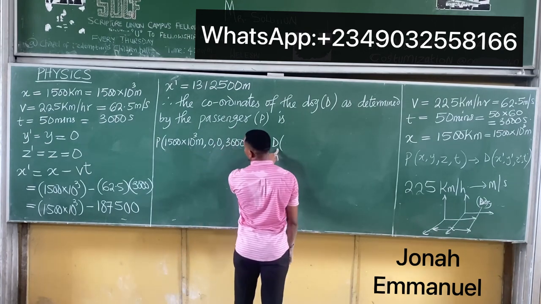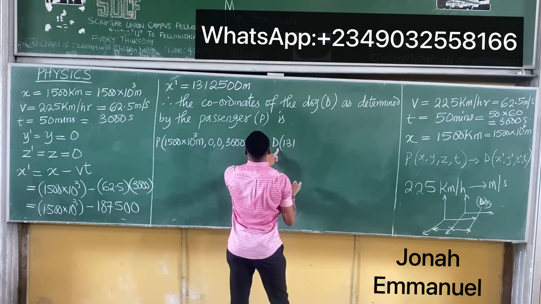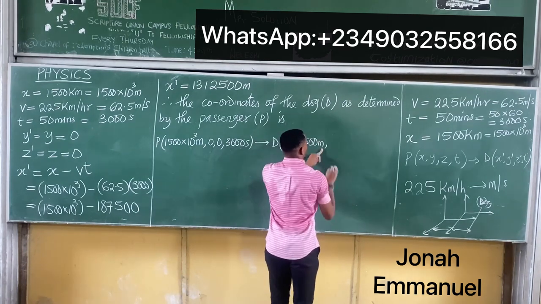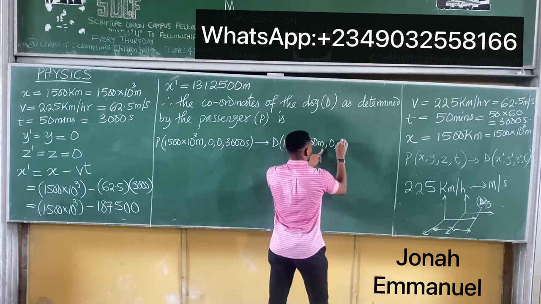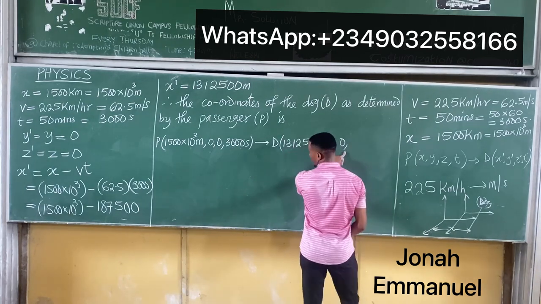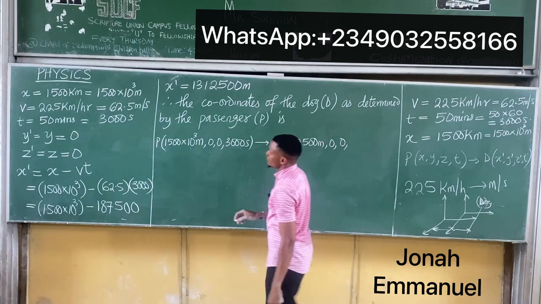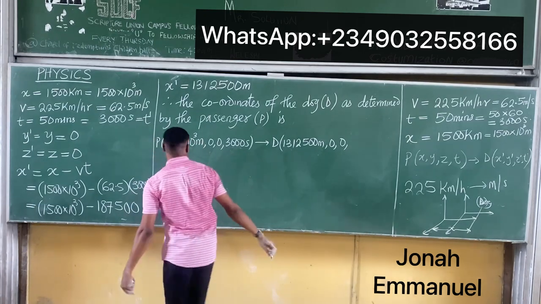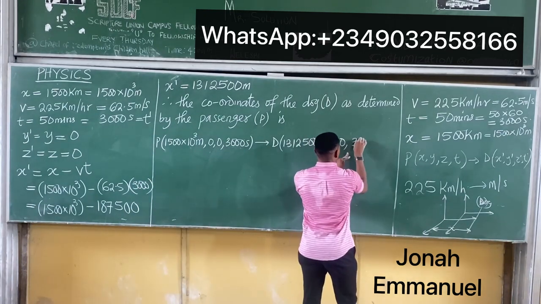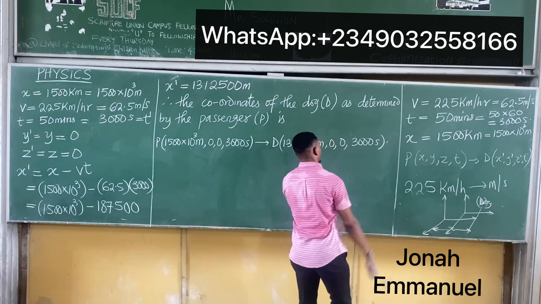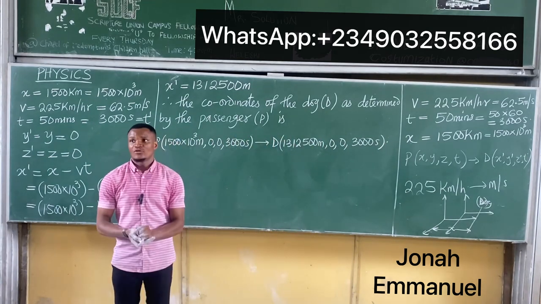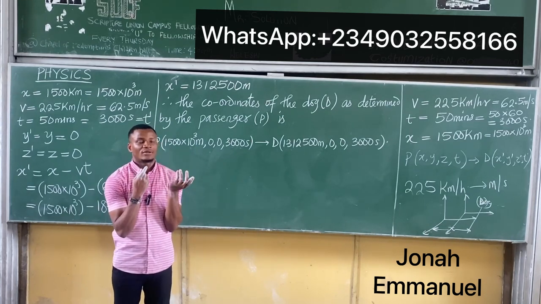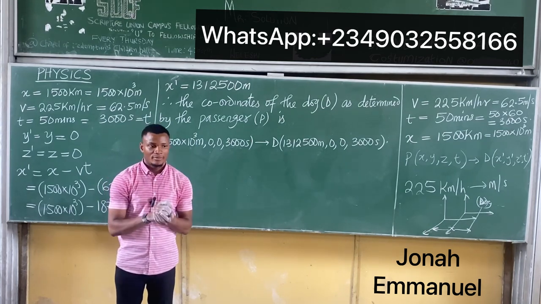X prime 1,312,500 meters. Y prime 0. Z prime 0. T prime. Yes. So we said T is equal to T prime. The same thing. So T prime and T are the same thing. That's 3,000 seconds. All right. That's how you solve this. So if you look at it, in the actual sense, it's actually simple. It's just a diagram that's a bit technical. Yes, but it's simple. That's it.